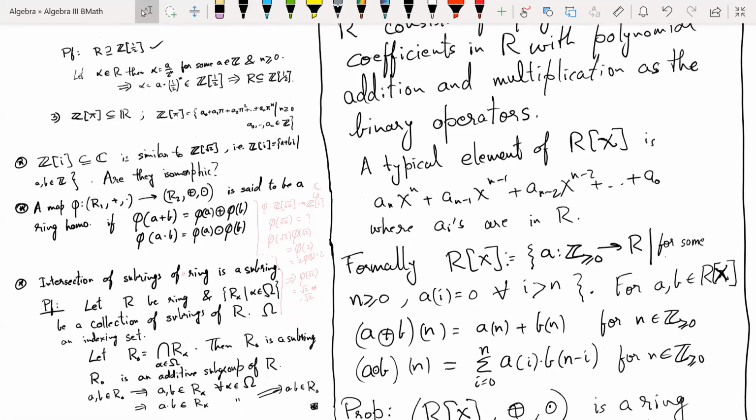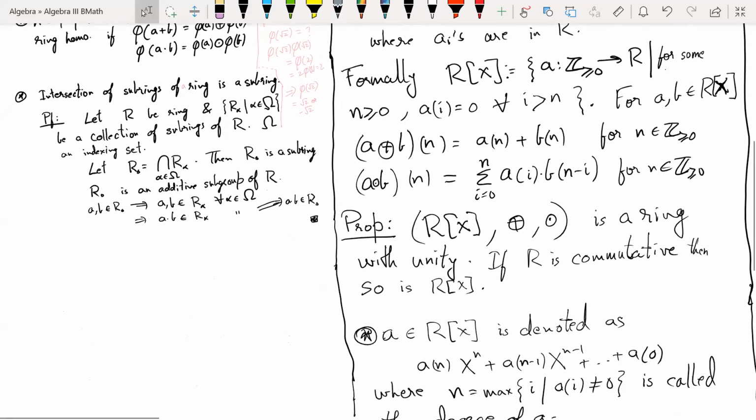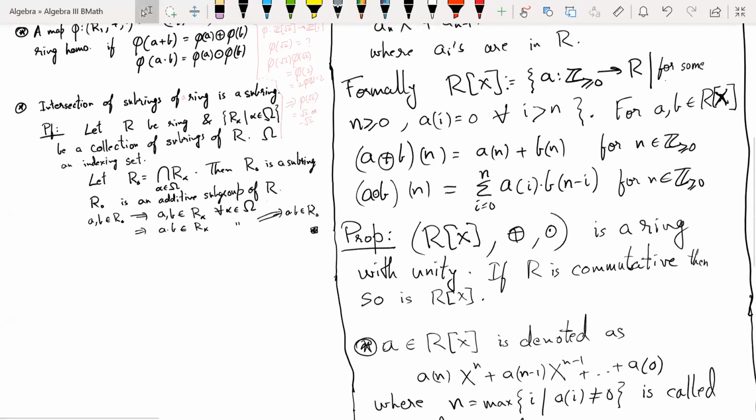So maybe I should, I thought I wrote that somewhere. Yeah, I have it here. Given A, the traditional way of thinking of this function as a polynomial is this. You think of it as a_n x^n plus a_{n-1} x^{n-1} dot dot dot plus a_0, where n is the maximum for which a_i is non-zero. Then this is how you add two polynomials, and this is how you would multiply two polynomials.